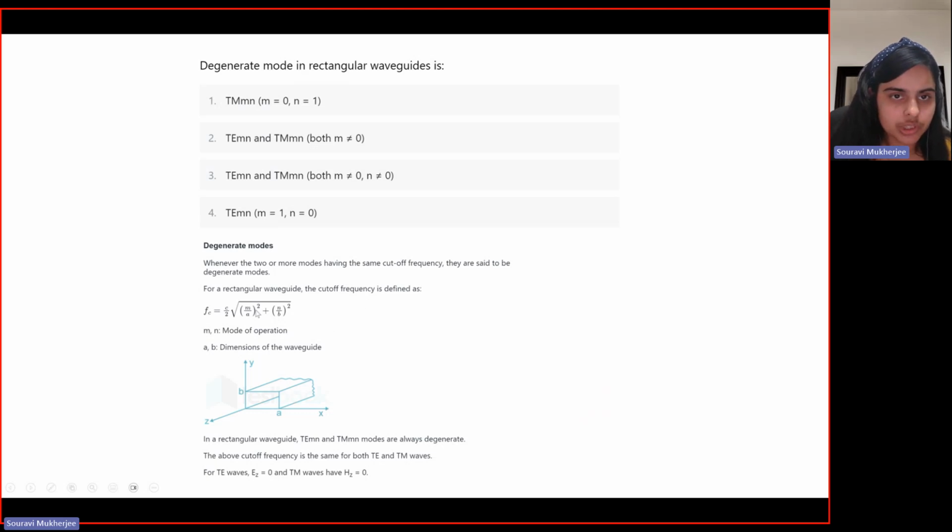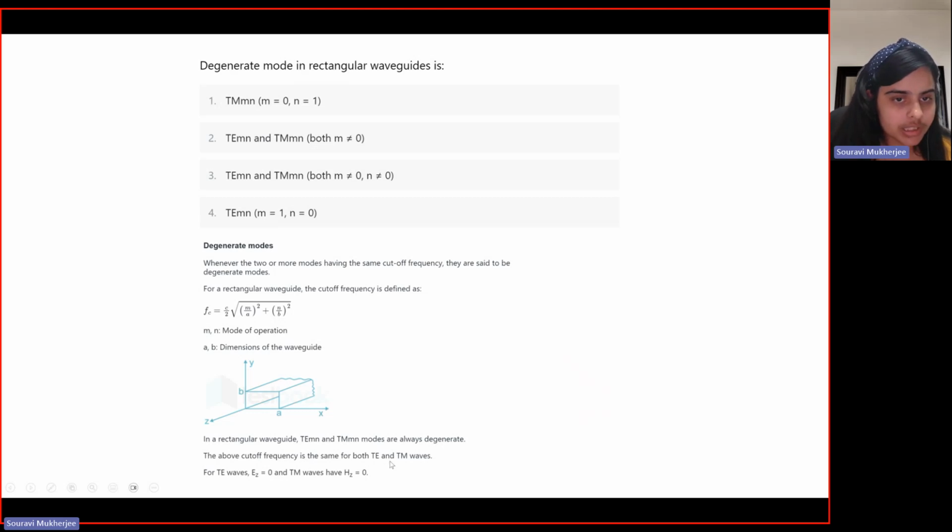So that means if your M and N are the same, the cutoff frequency for a TM mode and the cutoff frequency for the TE mode for the same M and N value will always be degenerate, because the formula is the same, right? The cutoff frequency is the same. The only difference comes at the starting frequency, the lowest cutoff frequency. So in a rectangular waveguide, TE_MN and TM_MN modes are always degenerate. The above cutoff frequency is the same.